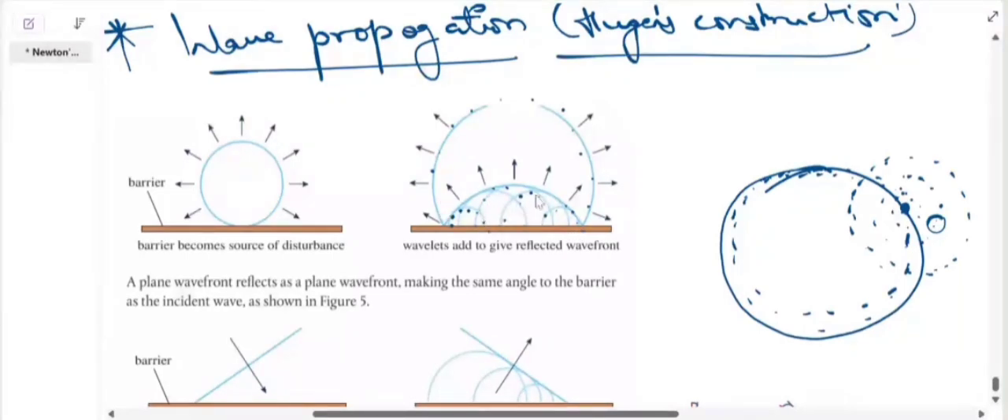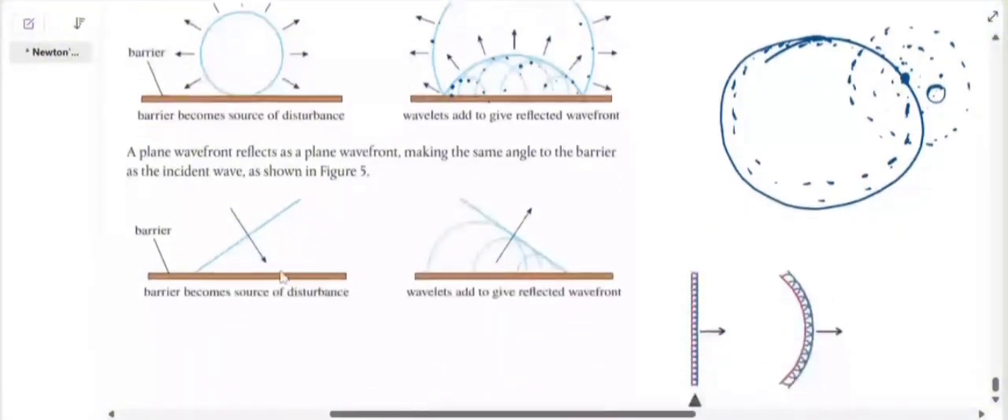Out of this one, how many wavefronts have got created? Many, right? So it behaves as a source of creating many wavelets. Now, what happens is a circular wavefront is reflected as a circular wavefront that appears to be originating from the point behind the barrier, as you can see over here.